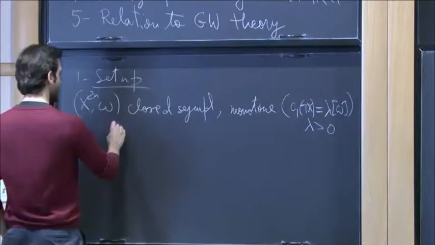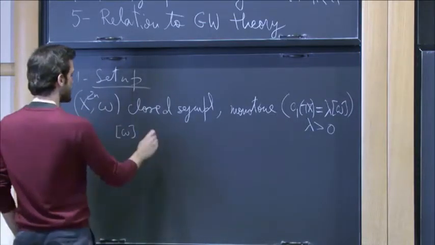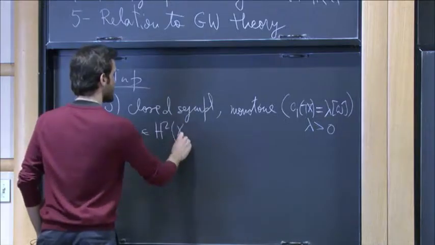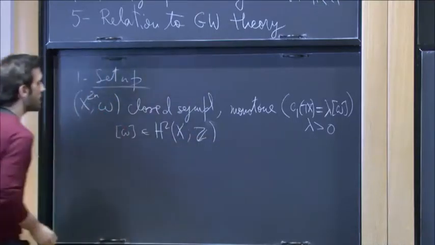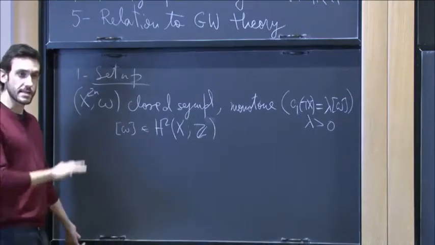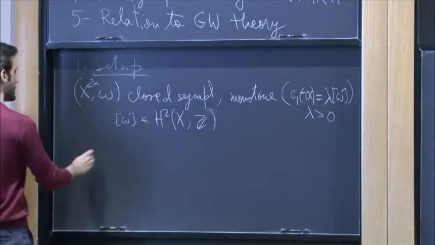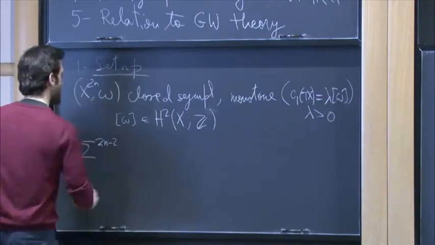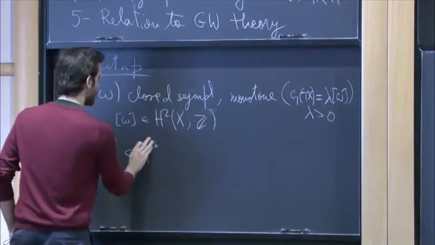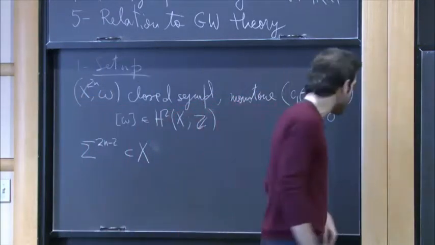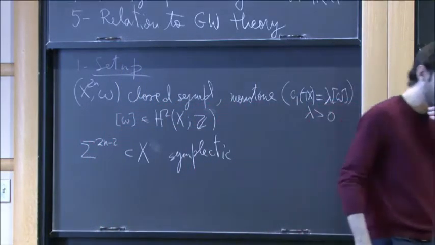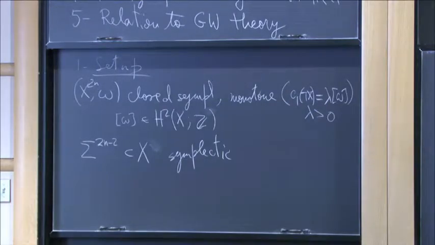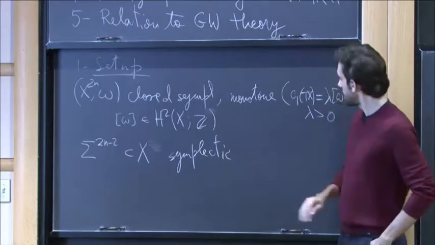Suppose also that omega is integral, so it can actually be represented by an integral homology class. And then inside my closed manifold X, I'll have a symplectic divisor. So the restriction of the symplectic form to this codimension 2 submanifold is also a symplectic form. And I demand that this new symplectic manifold also be monotone.